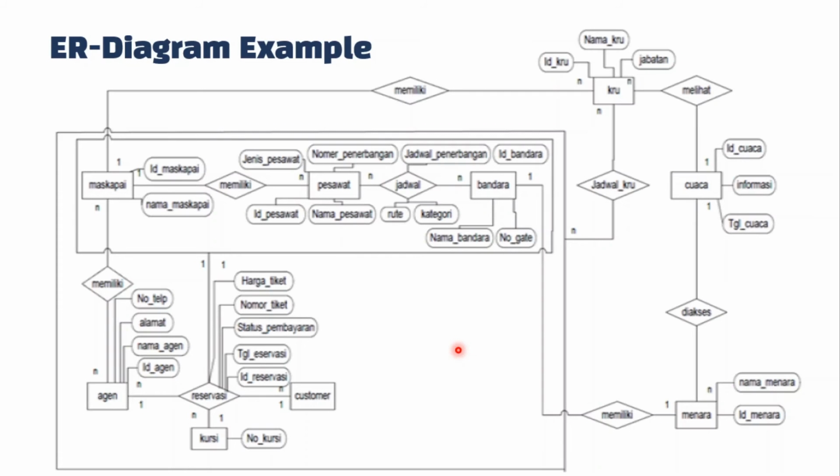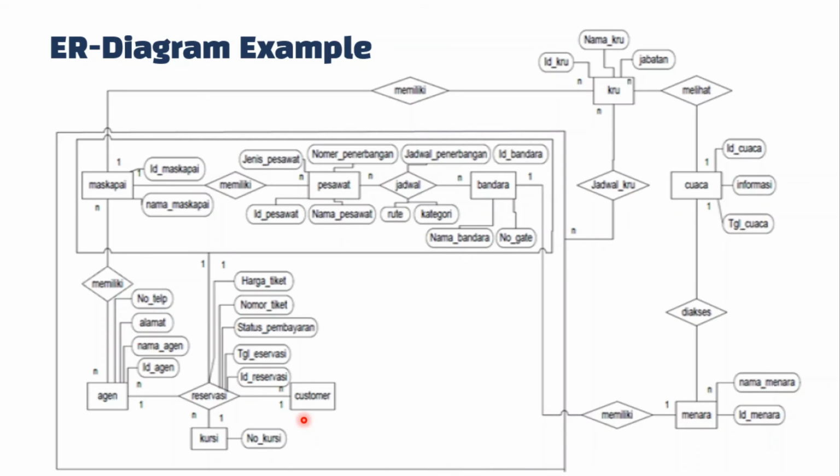This image shows you an example of an entity relationship diagram based on the case that was previously described. It can be seen here that airlines have planes, and aircraft or planes are scheduled by the airport. And then the airport has a tower, and you can see here that the airline has crews, and the crew can see the information about weather. The weather information can also be accessed by the tower.